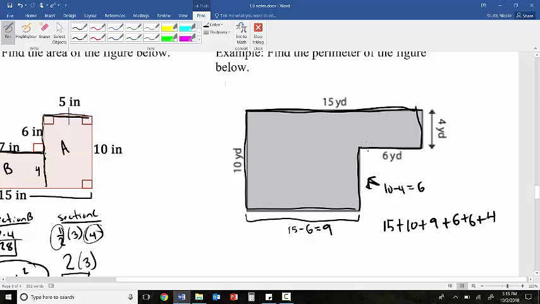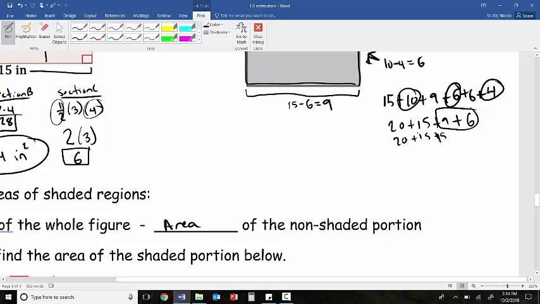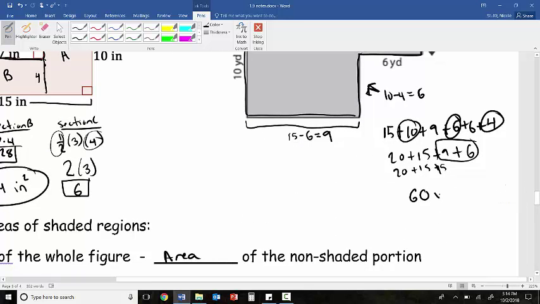So you should be able to easily see that we made it the whole way around by adding these sides together. So you can add however you want. I would probably do 10, 6, and 4 first just because I know how that makes 20. So 10, 6, and 4 make 20. You got 15, you got 9, you got 6. I know 9 plus 6 is 15. 20, 15, and 15. 15 plus 15 is 30, plus 20 is 60. So however you want to do it is fine, but the answer is going to be 60 yards. Make sure you have your units.